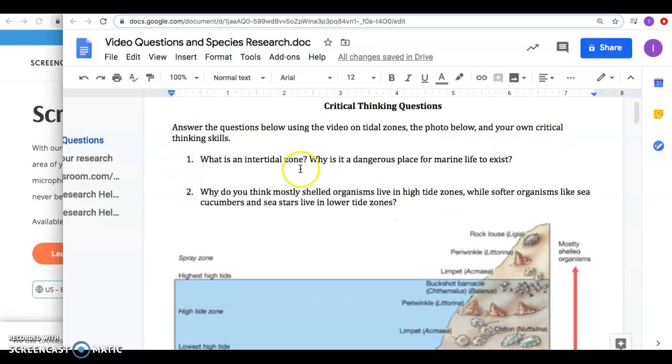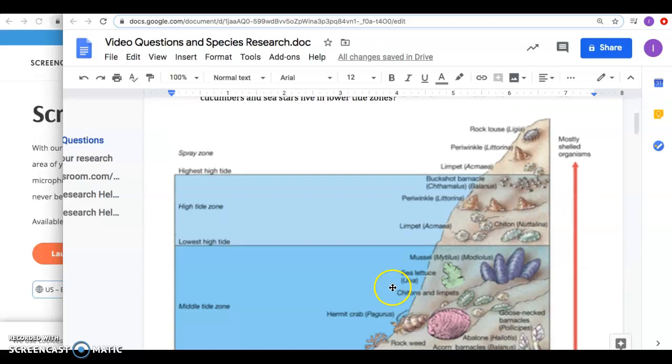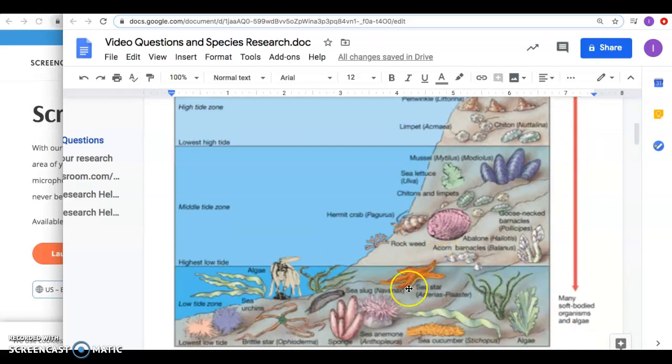But you want to tell me what's an intertidal zone, okay? Why might it be a dangerous place for marine life to exist, okay? So we talked about the water levels moving. Sometimes it might be dry during certain parts of the day. Once the water gets down here to this level, okay, maybe there's a higher level of salinity or salt, okay? So maybe these animals here have a much higher tolerance for salt, okay?